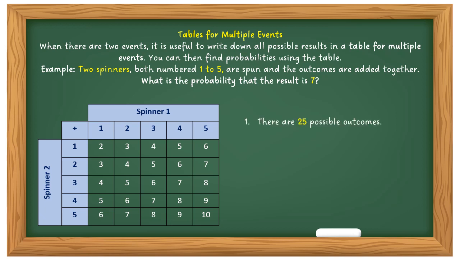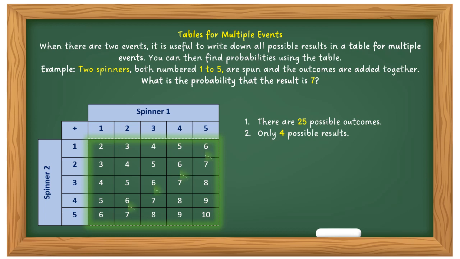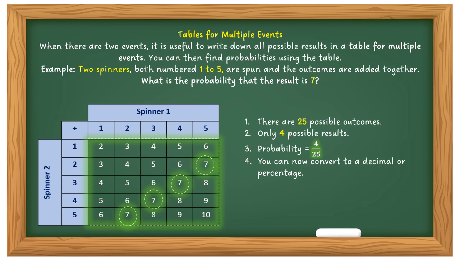Well, there are 25 possible outcomes, as you can see. And how many sevens are there? There are only 4 possible results, because there are only 4 sevens. So you create the probability 4 over 25. You can now convert that to a decimal or a percentage depending on what the question asks. So there is a 4 out of 25 chance of getting a 7.